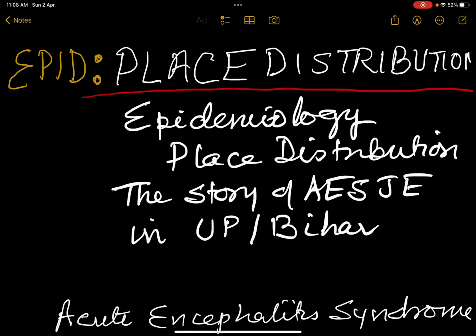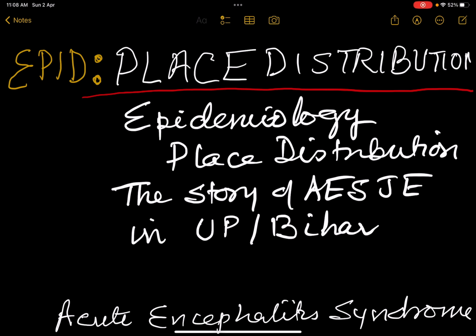Let us tell you the importance or use of place distribution in epidemiology. You know, epidemiology is the study of time, place, and person distribution of the event of interest. Event of interest is that which causes large good or large bad to large numbers.